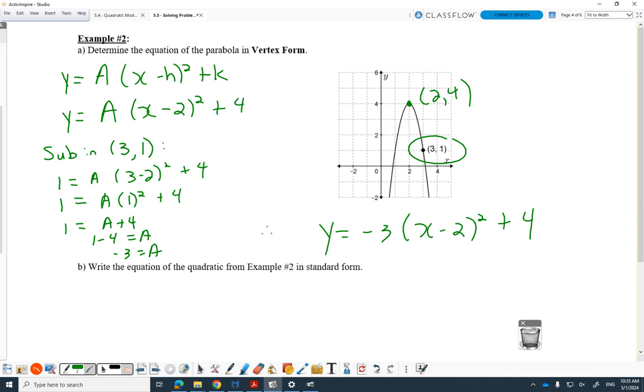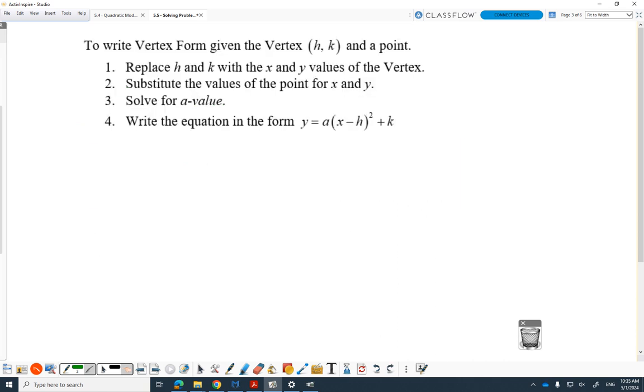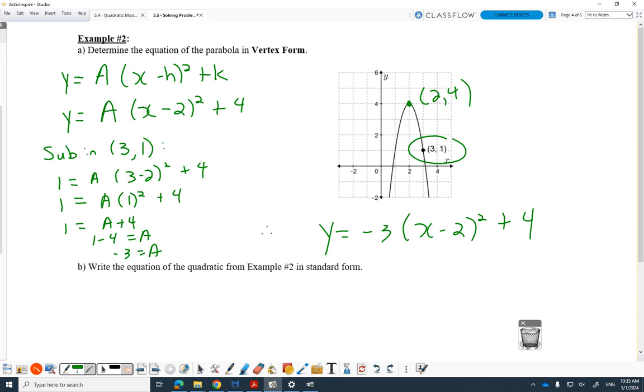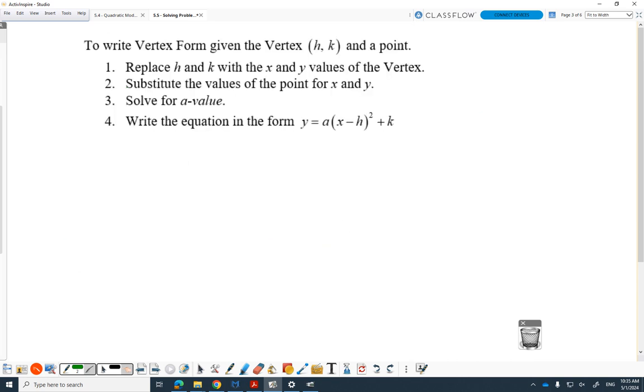Let's see if I did what the instructions said. It says to write in vertex form given the vertex. Replace h and k with the x and y values of the vertex. Did that. Yes? From yesterday. Substitute the points, the values for a and x and y. And again, 2 and 3 are separate instructions there. I like them as one instruction. Substitute the values for the points of x and y to solve for the a value. Yeah, that's why you're subbing those in, so you can solve for the a value. And then write the equation at the end. Yes? Otherwise, you'll be sad. I will be sad. Your paper will be all rumpled from my tears on your page.